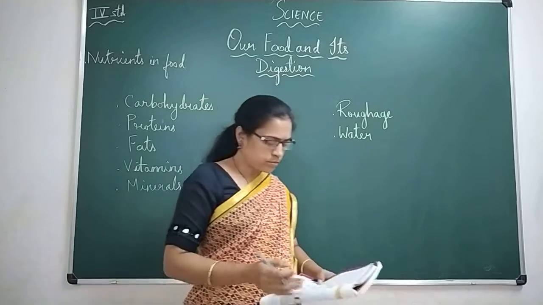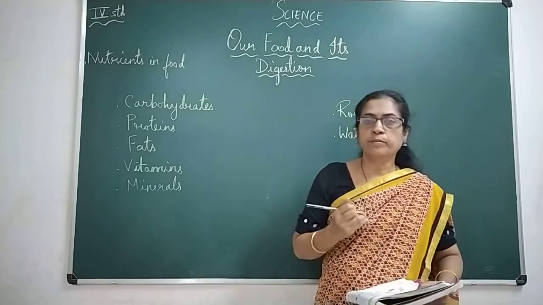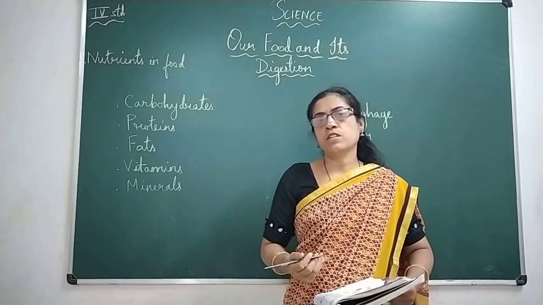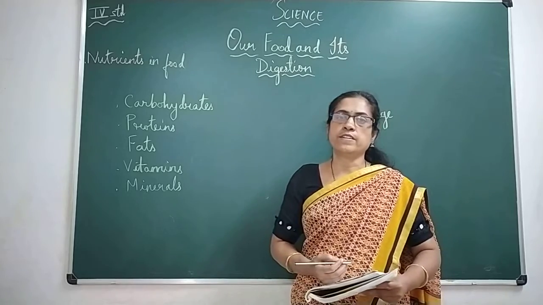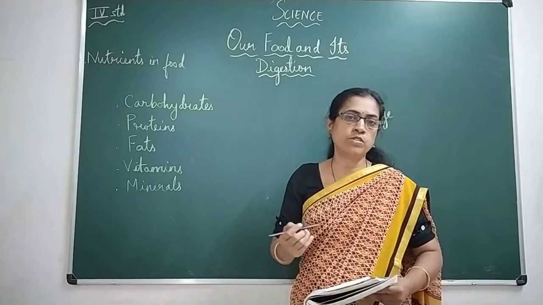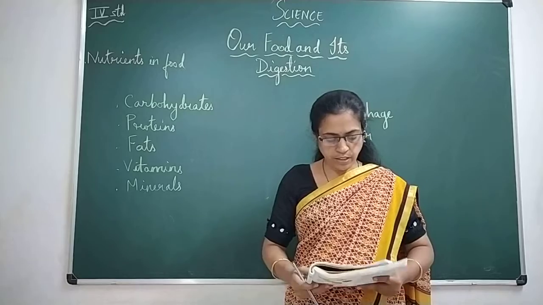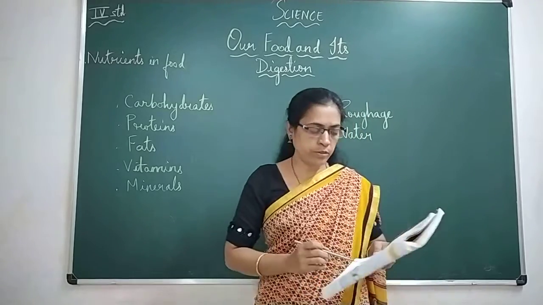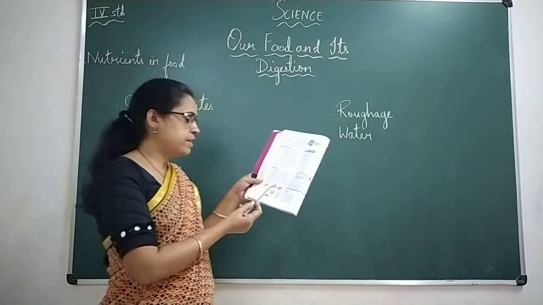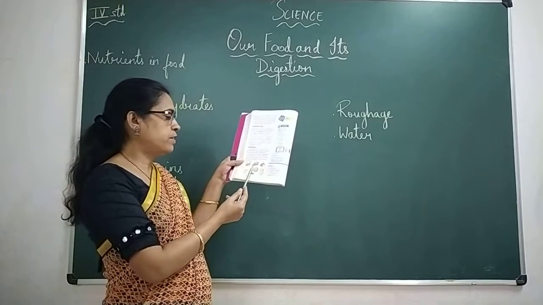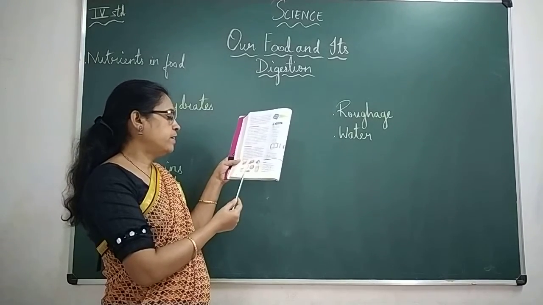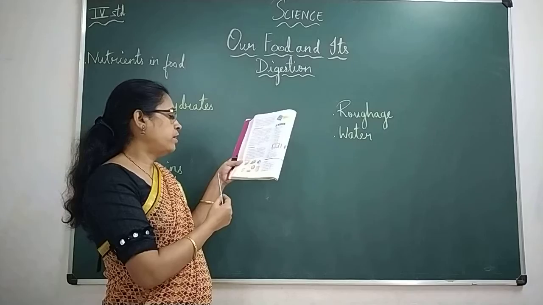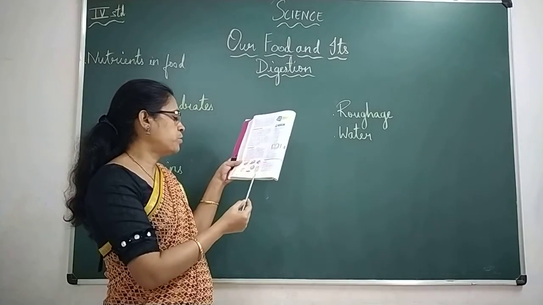So children, sugar and starch are the common carbohydrates. Sugar is present in all the foods and starch is present in foods like rice, wheat, potato, etc. You can see some more examples here: bread, rice, sweet potato, potato, sugar, honey.